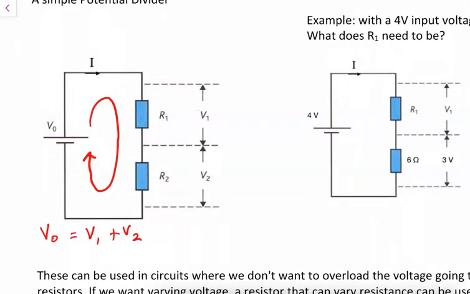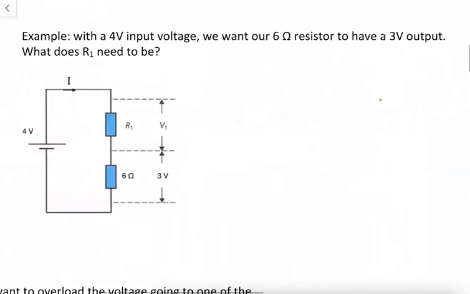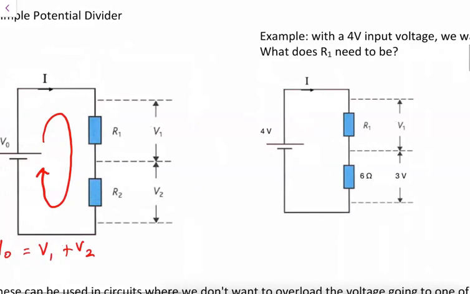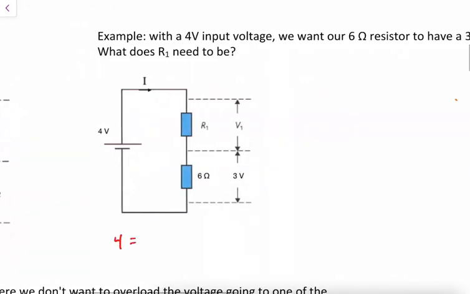So let's say we want a specific voltage in V2. With a 4 volt input voltage, we want our 6 ohm resistor to have a 3 volt output. So what do we need R1 to be in order for this to occur? There are 2 ways of solving this. Let's do it the long way, and then we'll do it the short way. Both are fairly similar in length. I do know that this 4 volts is going to be equal to V1 plus 3. So that tells me that my V1 is going to be 1 volt.